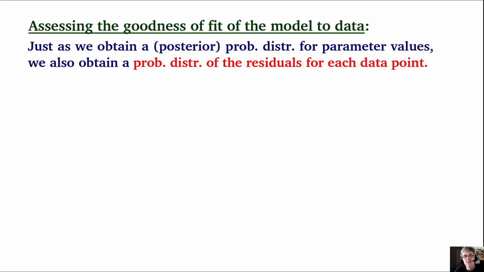So we are now going to assess the goodness of fit of the model to the data. And so just as we obtain a posterior probability distribution of the parameters, we also obtain probability distributions of the residuals for each data point. Unlike frequentist statistics, in which we obtain a single residual for each data point, now we obtain a probability distribution of the residuals for the data points.